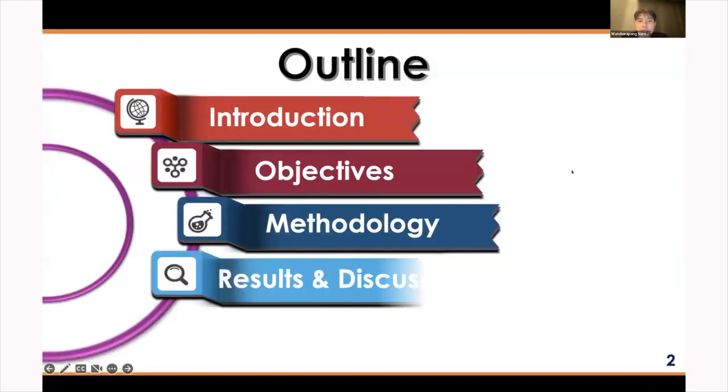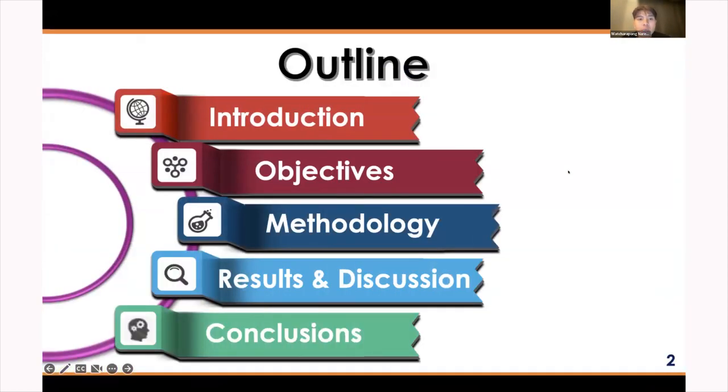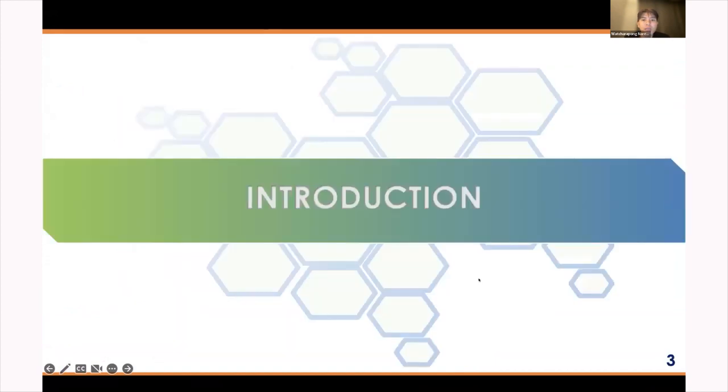The presentation is divided into 5 topics. The first one is introduction. The second is objective. The third is methodology. The fourth is results and discussion, and the last one is conclusion. Now let's begin with the introduction.